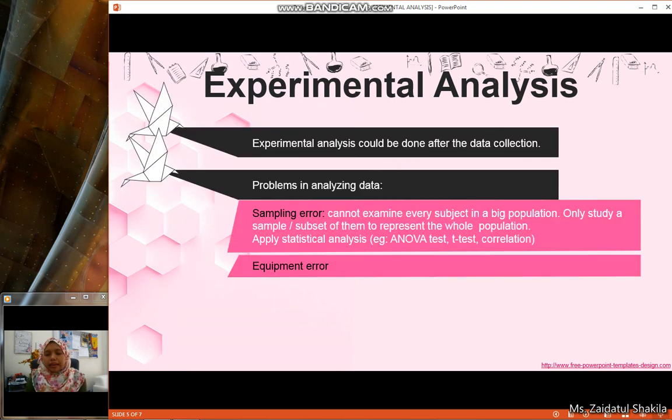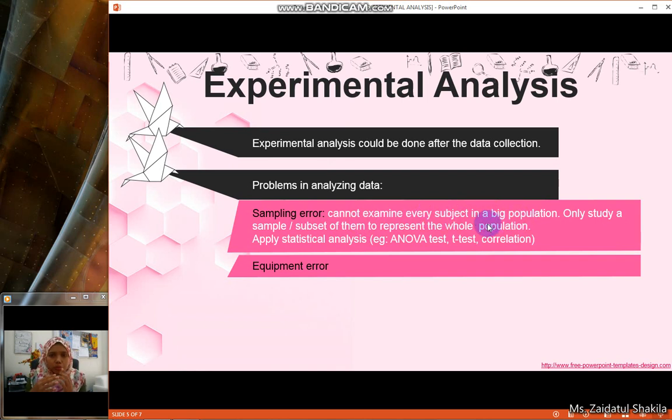Alright, next, after you've done your experiment and you get the data, what you can do next is the analysis of your experiment. So experimental analysis can be done after the data collection, but maybe you are facing some problems during analyzing data. What are the problems? Maybe number 1, sampling error. For example, you cannot examine every subject in a big population.